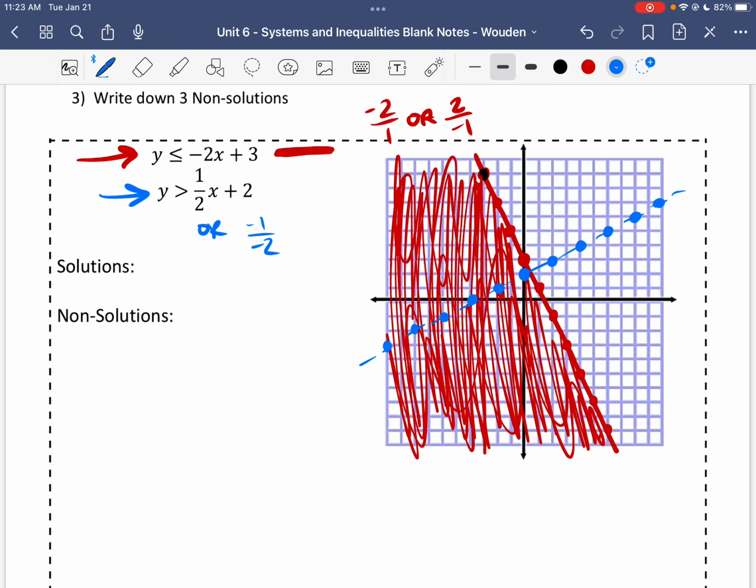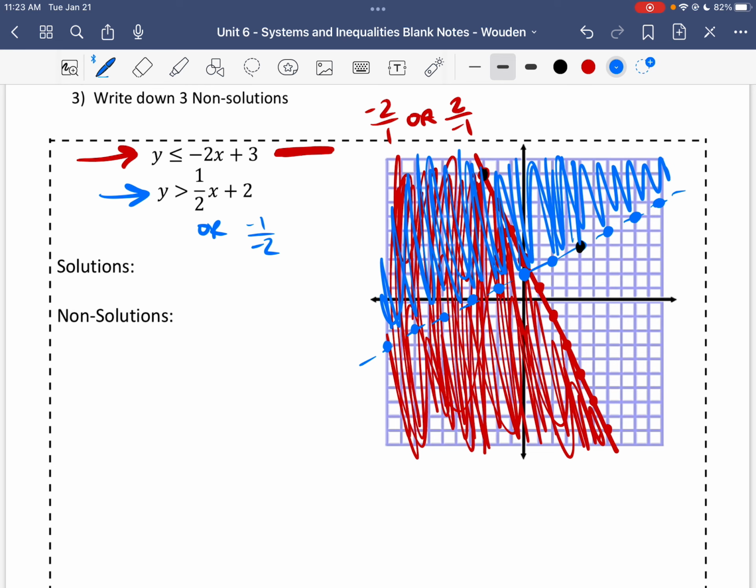Okay, now I need to decide if I shade above or below. Well, y is greater than, so I'm going to pick a point. I'll pick this point right here. I'll draw it in black. And I'm going to go everything greater than. So I either go up or down from that point. Well, I'm going to go up because it's greater than. Greater than means up. So I shade everything above my blue line.